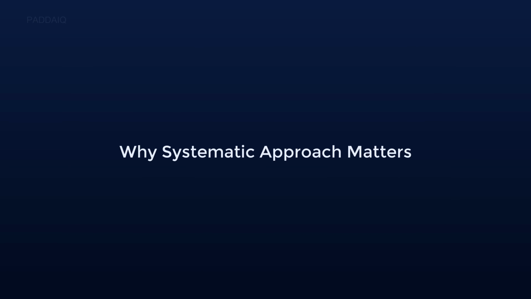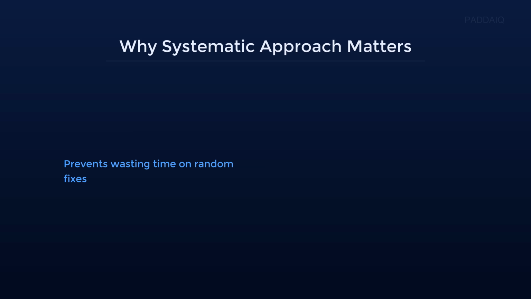A systematic approach is essential for enterprise success. It prevents wasting time on random fixes. This means solving problems methodically rather than guessing. For example, if an app is slow, systematically checking each component finds the root cause, instead of randomly restarting services. This focused approach ensures your efforts are efficient and effective every time.